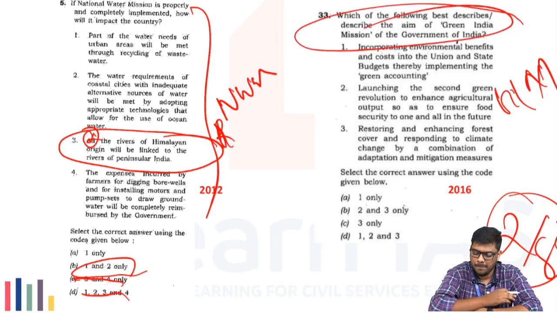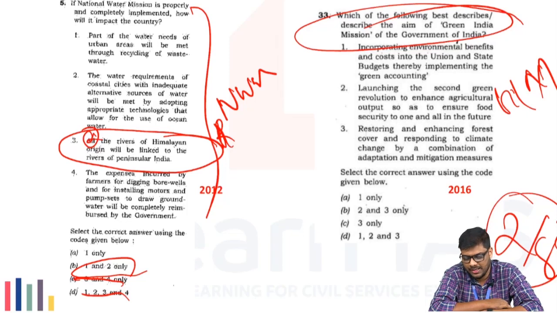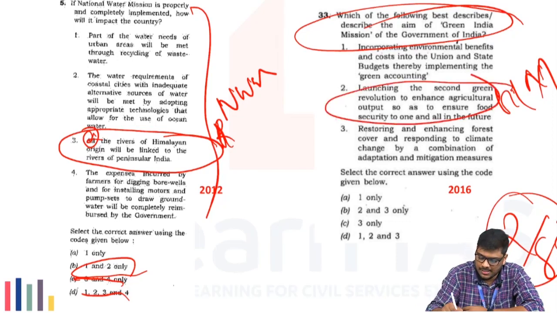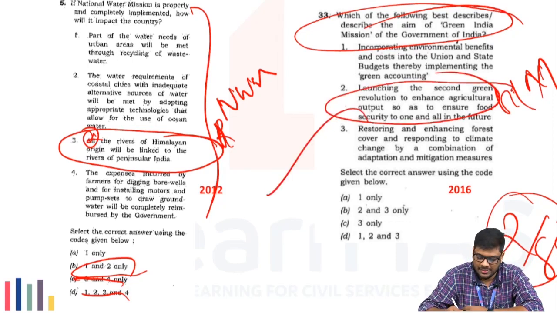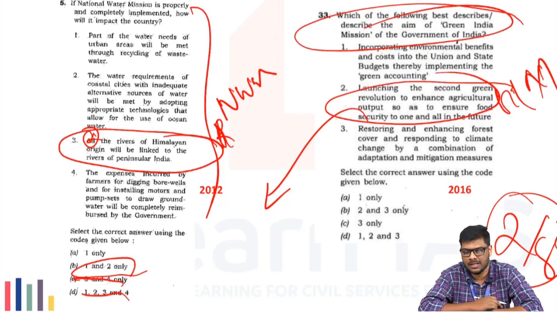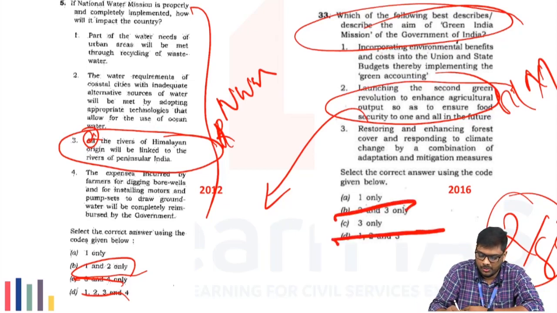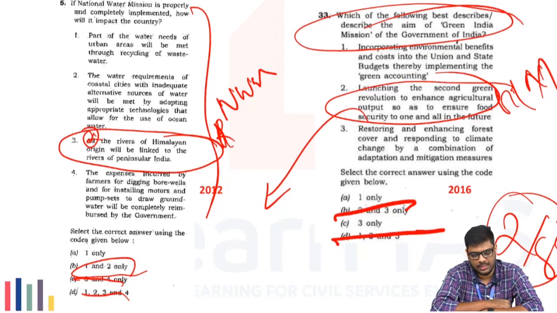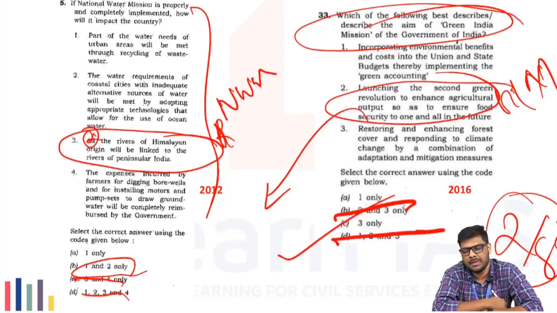Which of the following best describes the aims of the Green India Mission? This also can be done using your logic. Getting it? Option 2 talks about the agricultural thing, and we have a dedicated mission for sustainable agriculture. So 2 can be eliminated. Now it is either 1 only or 3 only. Going with statement 3, you will know that statement 3 is more correct than statement 1.